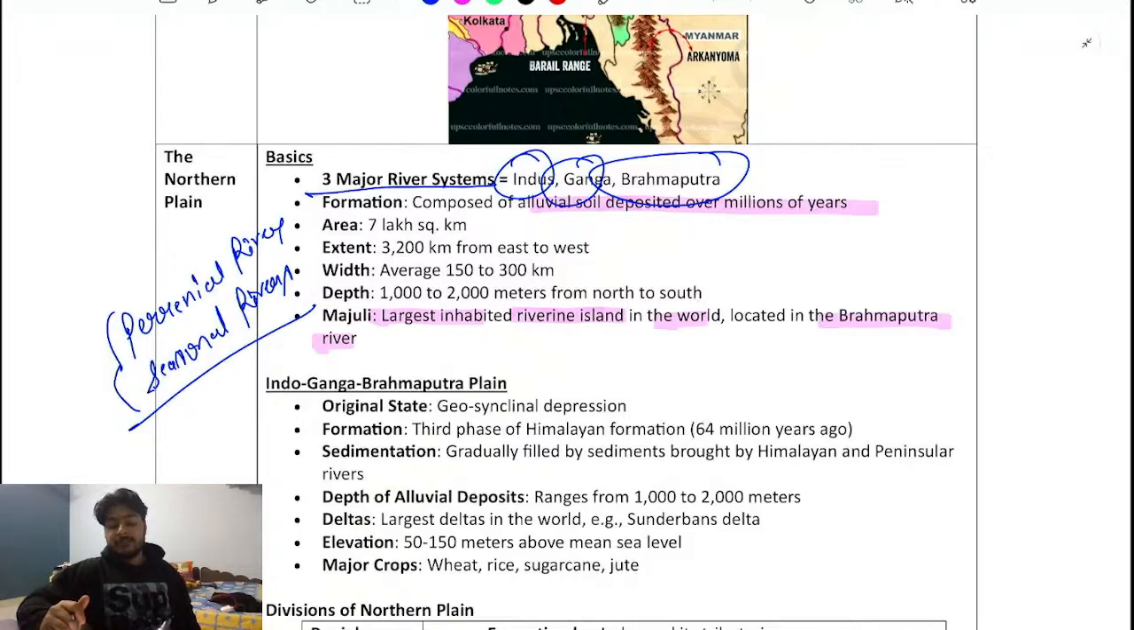ठीक है ना, the sand, and this sand is going to make the overall area very fertile, because this sand contains a lot of minerals. ठीक है ना. So the formation is composed of alluvial soil deposited over millions of years.